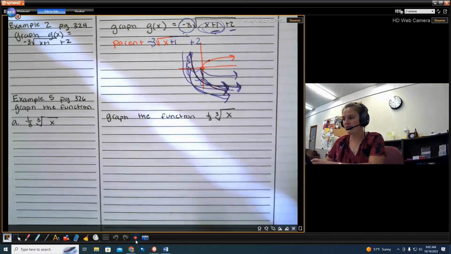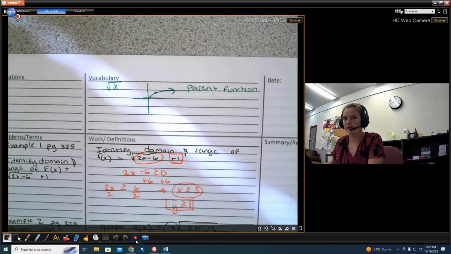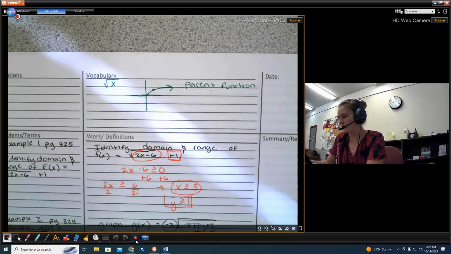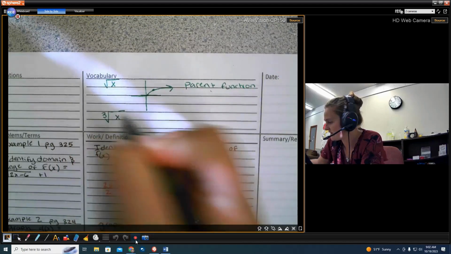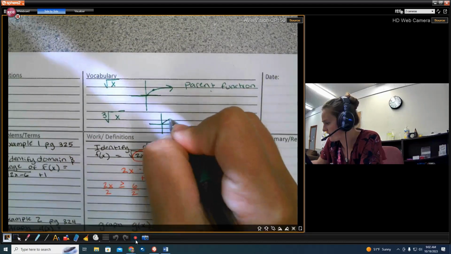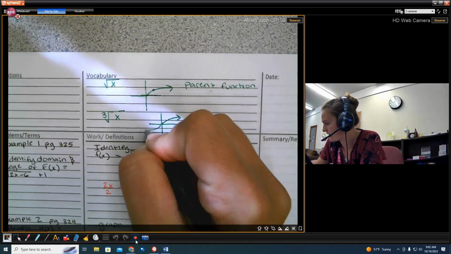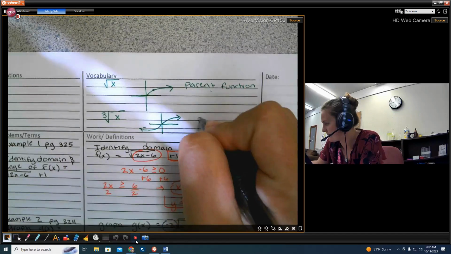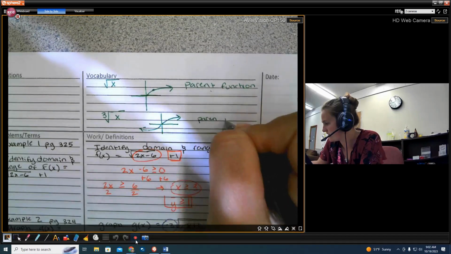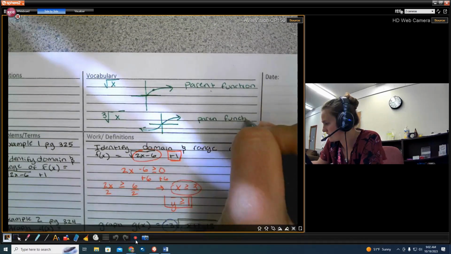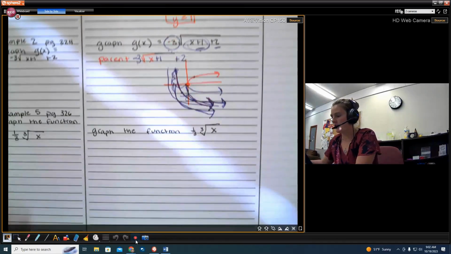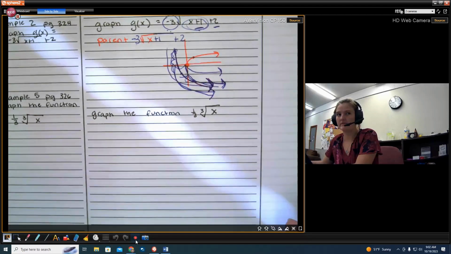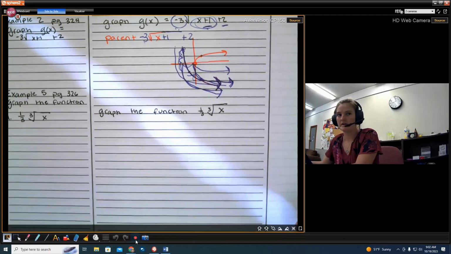Okay, sorry, the thing I forgot that would be useful to put in your vocabulary is the parent function for cube root. So cube root of x. I'm going to put a little picture of the graph over here. And this is the parent function. All right. Okay, we are going to be doing example 5.